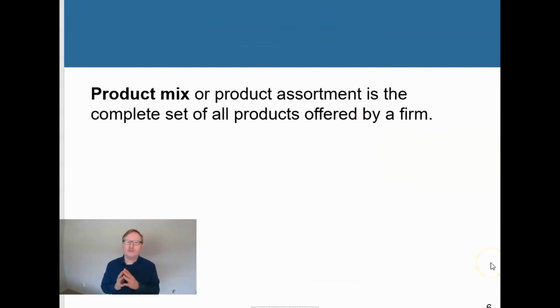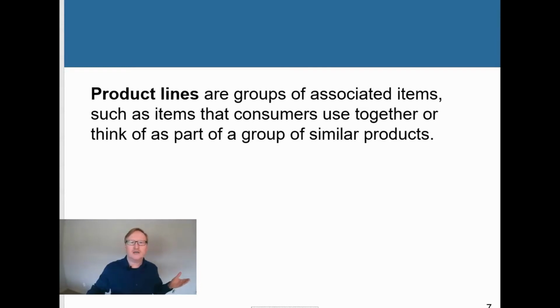So now we're going to talk a little bit about the product mix. So the product mix is the assortment of items that a firm offers. Okay, so a firm offers maybe one or two items, or maybe they offer thousands, like a lot of the big brands that we know. So now we divide the product mix up into product lines. These are groups of associated items.